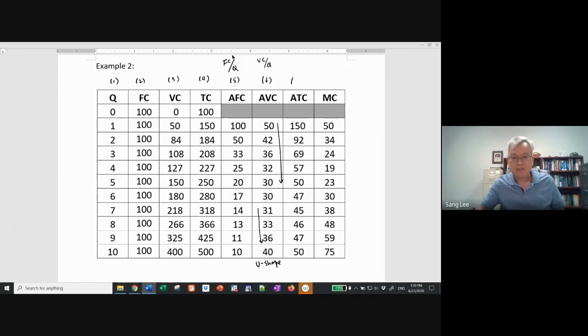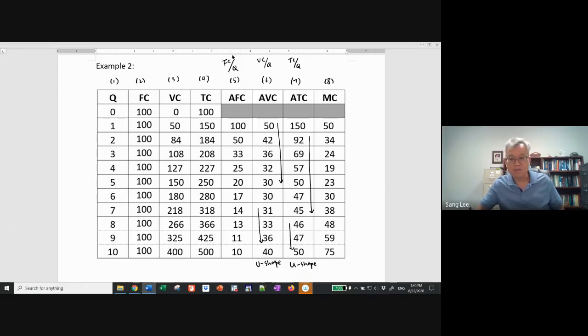Now, column number 7, average total cost. This is total cost divided by quantity. So now what do you see here? Well, as you increase output from 1 to 10, average total cost is falling, and then it starts rising again. So it also has a U shape. Okay. And then finally, the last column, we're going to look at the marginal cost.